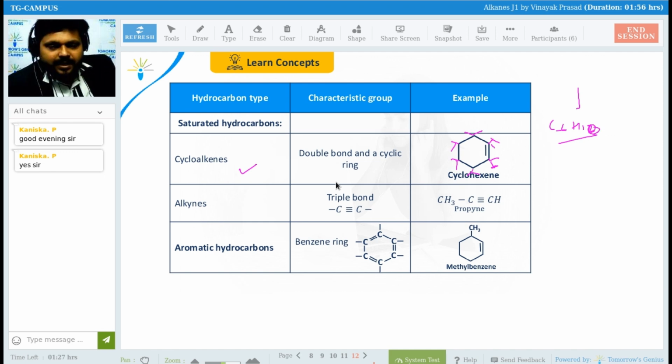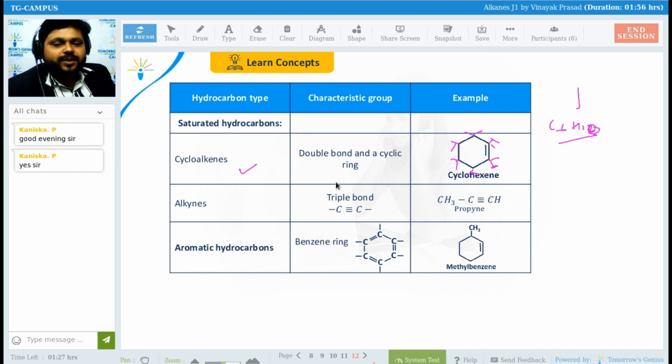What do you say, guys? Am I right here? Yes or no, guys? Please tell me. What do you think about this? So for one double bond, we have to pay the cost: we have to give 2 hydrogens, and then the double bond is formed. Now, what about the triple bond?